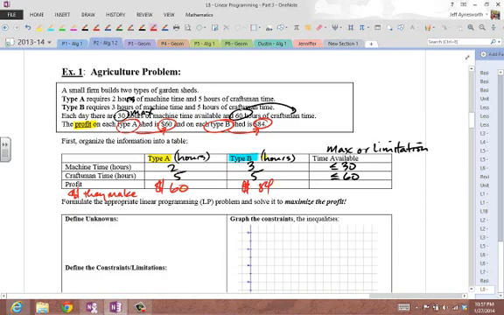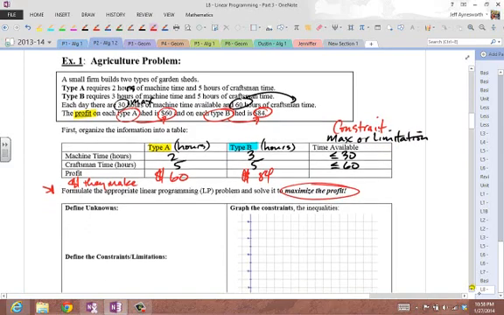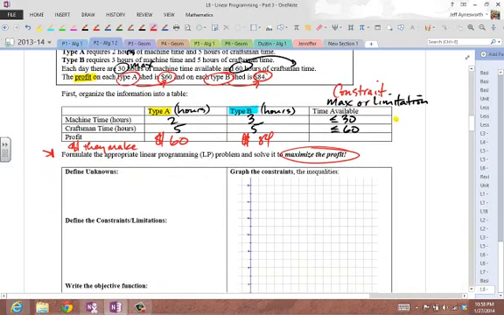Likewise with Type B. So all we need to do now is formulate the appropriate linear programming problem, LP problem, and to maximize the profit. Okay, that's important. You want to maximize the profit and minimize the cost depending on these constraints or limitations. Another word for limitation is called constraint. It's a fancy word for limitation, but they use that word in linear programming all the time. So the two are synonymous, and you should get used to that.